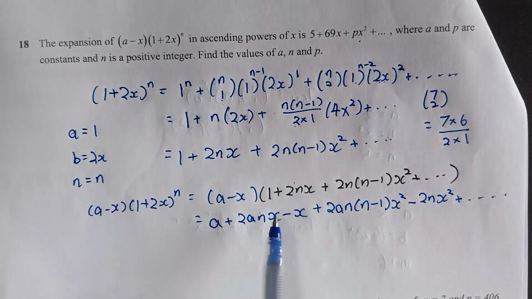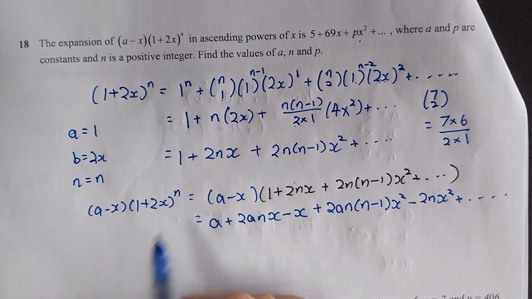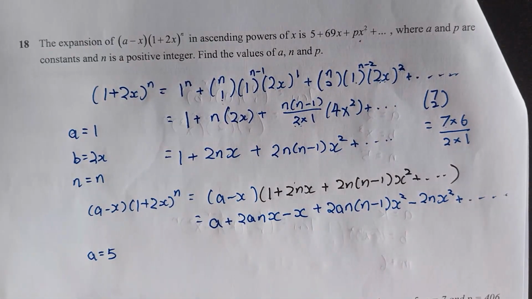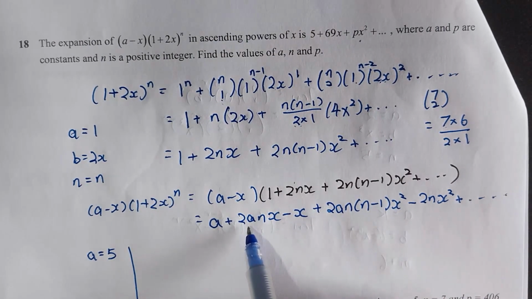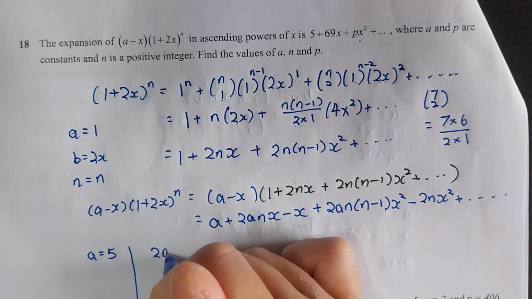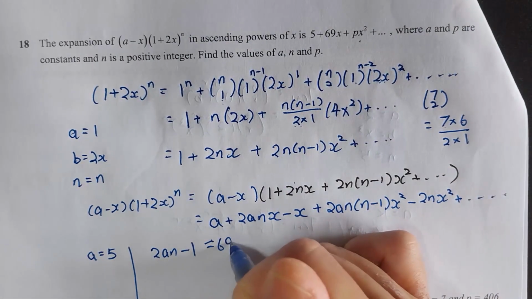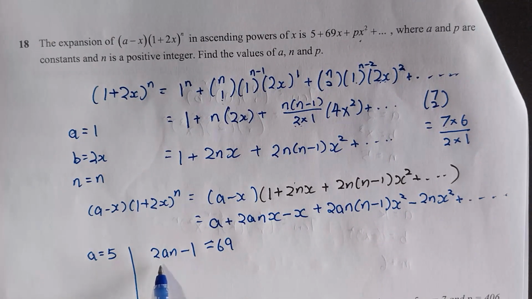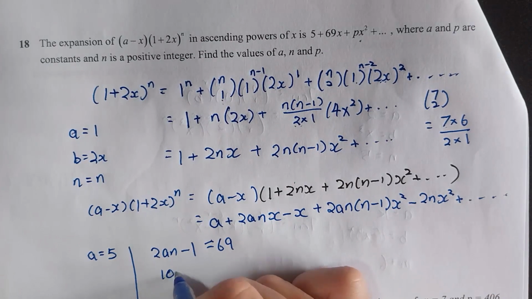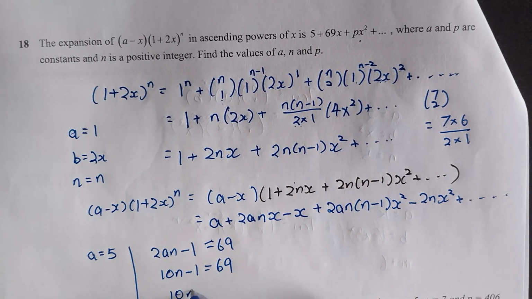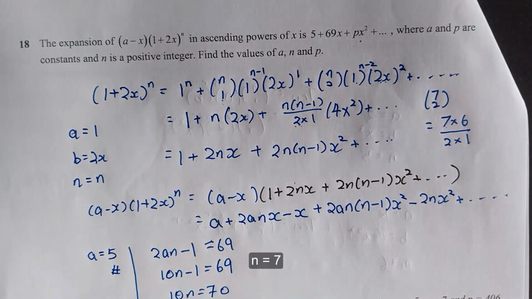Now let's compare the coefficients and the constants. So first we have a is equal to 5, which will make life much easier later. We will also have 2an minus 1 will be equal to 69. Since we know that a is equal to 5, so 2 times 5 is 10. So 10n is equal to 70 and n equals to 7. So we have already found 2 variables. Now let's look for the last one, which is p.